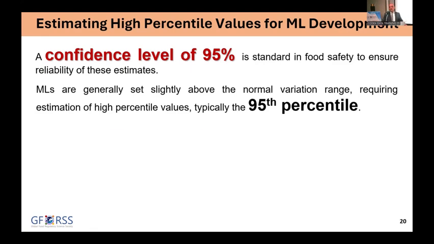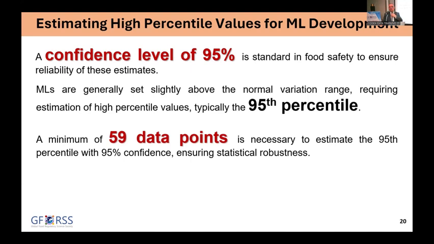And this will generate a minimum of 59 data points that is necessary as a number to estimate the 95th percentile with 95% confidence, ensuring statistical robustness. So 95%, 95th percentile will lead to a minimum number of 59 data points that will allow me to start to analyze and search for my value for ML.